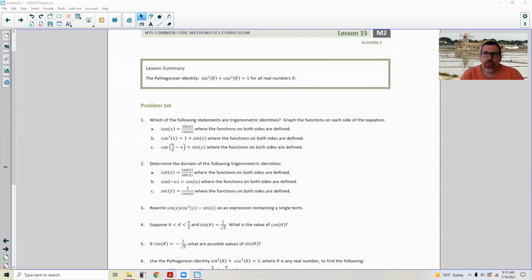Okay, page 4 brings us to the end of lesson 15. Review the Pythagorean identity on the lesson summary and go to your problem set.